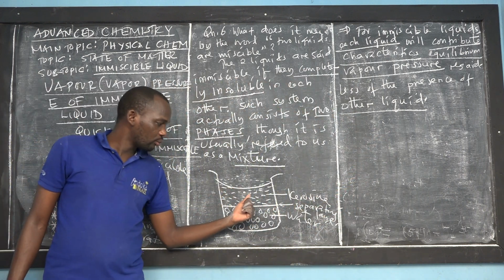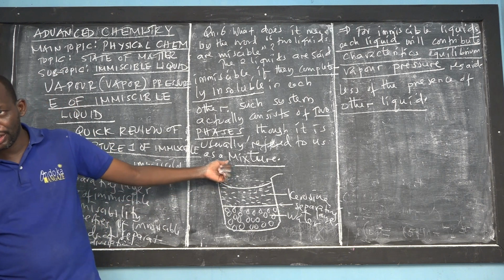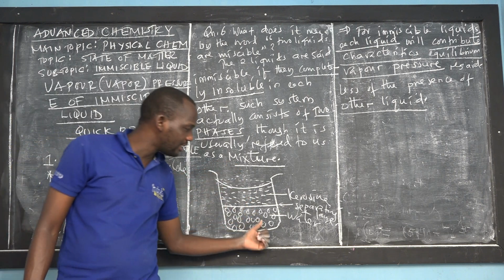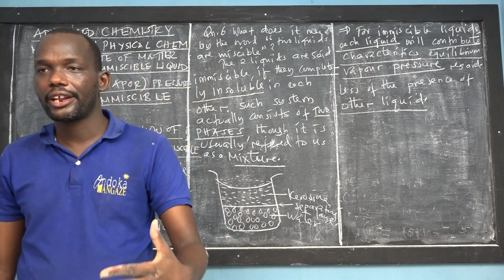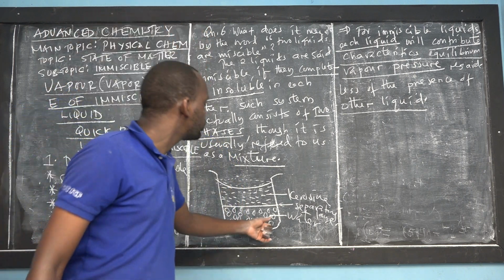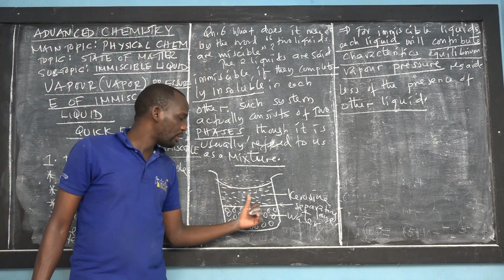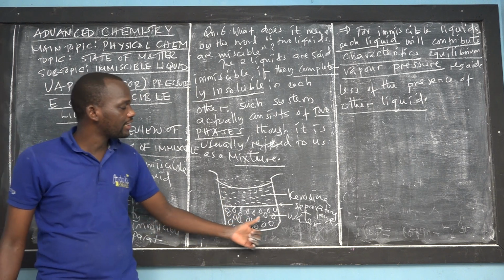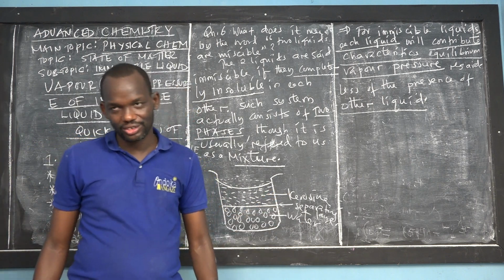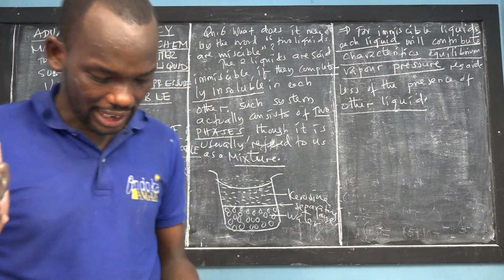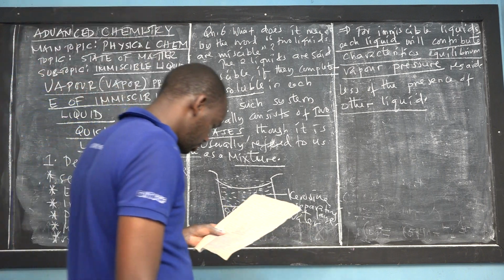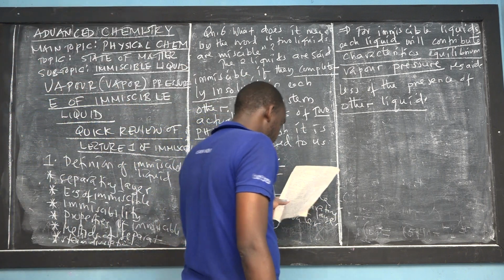The kerosene will contribute to the total vapor pressure of the immiscible liquids regardless of the presence of water, right? And then water will contribute some percentage of vapor pressure of the immiscible liquids regardless of the presence of kerosene. Okay? That's a very important point for you to note and to take into consideration.